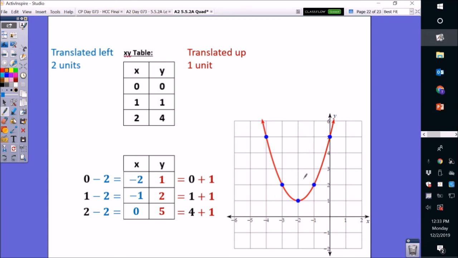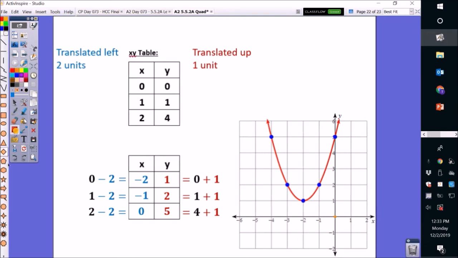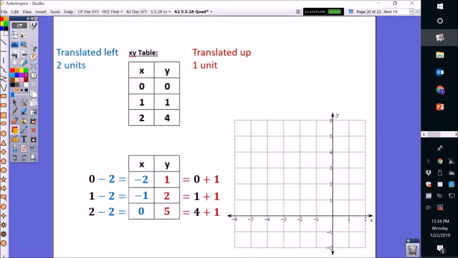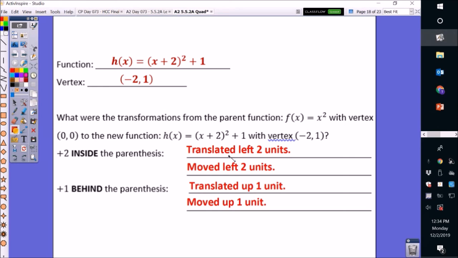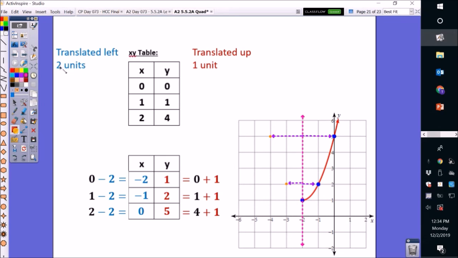So again, if we were to compare the parent function, and it starts right here, 0, 0, this is a vertex. If we were to compare the transformation, it basically went from the parent function, the original, 2 units to the left, and then 1 unit up. So if we were to check with the transformation that we typed out, translate left 2 units, and then translate up 1 unit, you see how it matches with what we identified here. So that means that we applied the transformation correctly and it got these coordinates correctly.